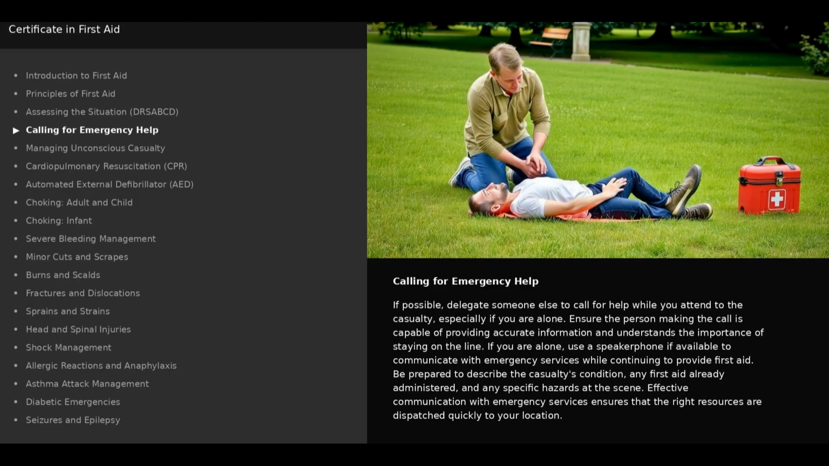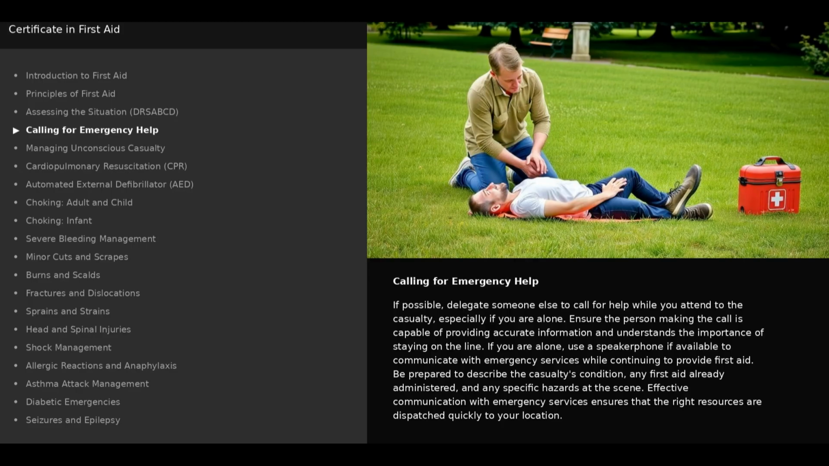If possible, delegate someone else to call for help while you attend to the casualty, especially if you are alone. Ensure the person making the call is capable of providing accurate information and understands the importance of staying on the line. If you are alone, use a speakerphone if available to communicate with emergency services while continuing to provide first aid.